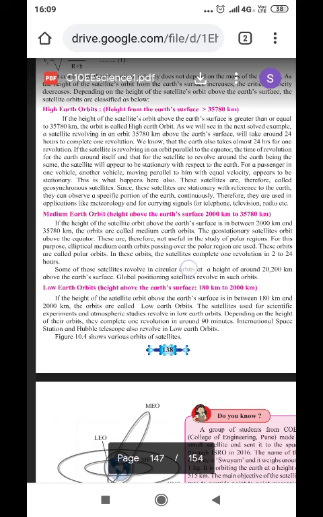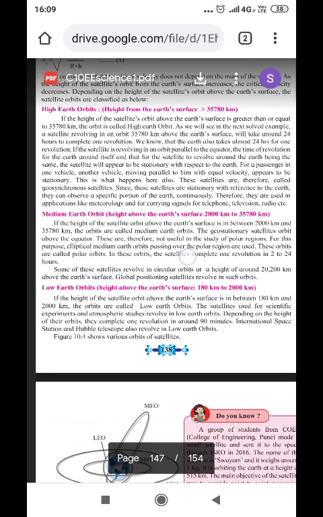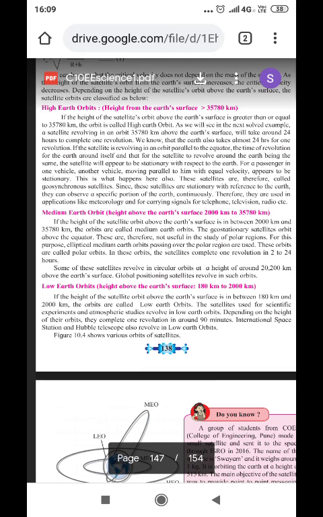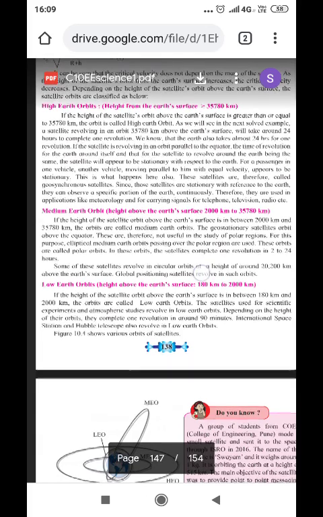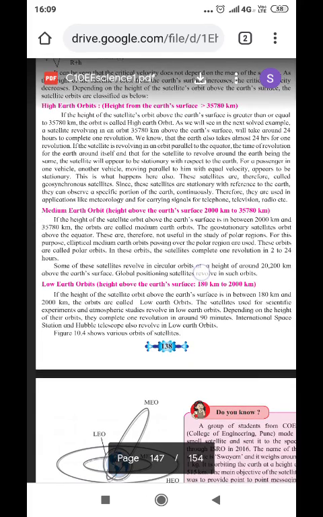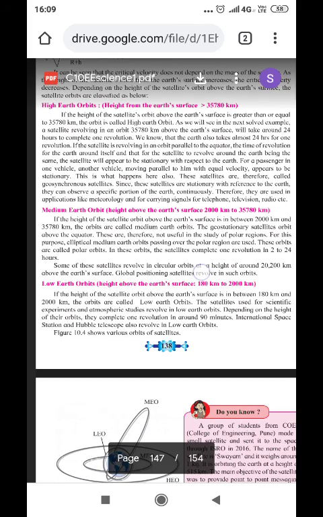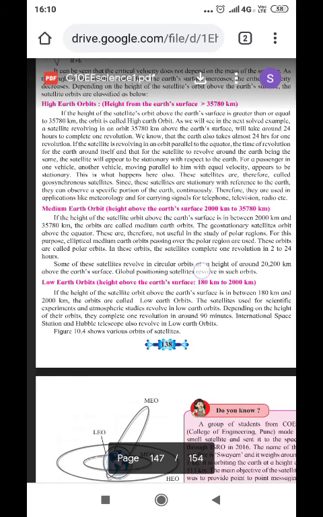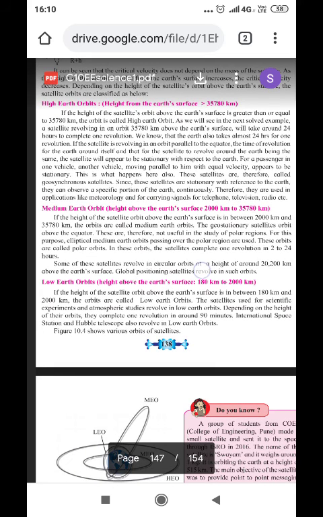So again, I'll start with that part which in the previous video I had partly completed. High Earth orbit. If the height of the satellite orbit above the Earth's surface is greater than or equal to 35,780 kilometers, the orbit is called a high Earth orbit. As we will see in the next solved example, a satellite revolving in an orbit 35,780 km above the Earth's surface will take around 24 hours to complete one revolution.